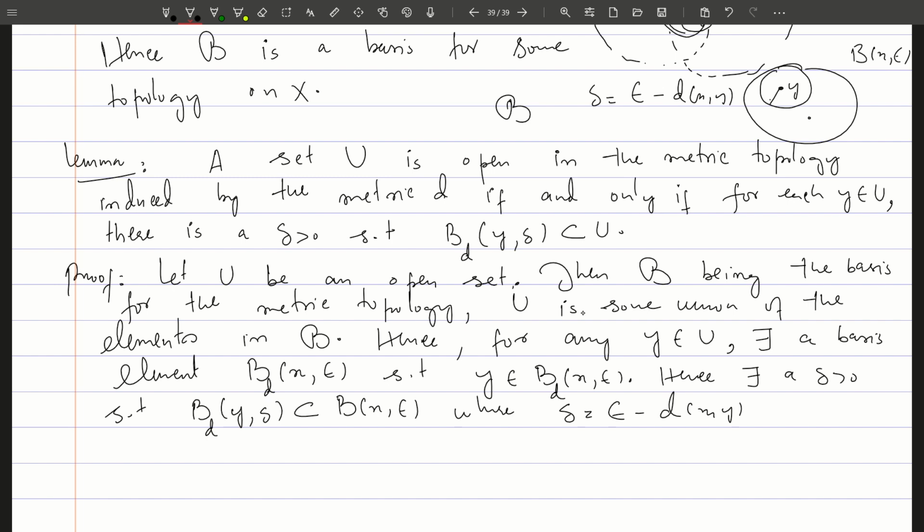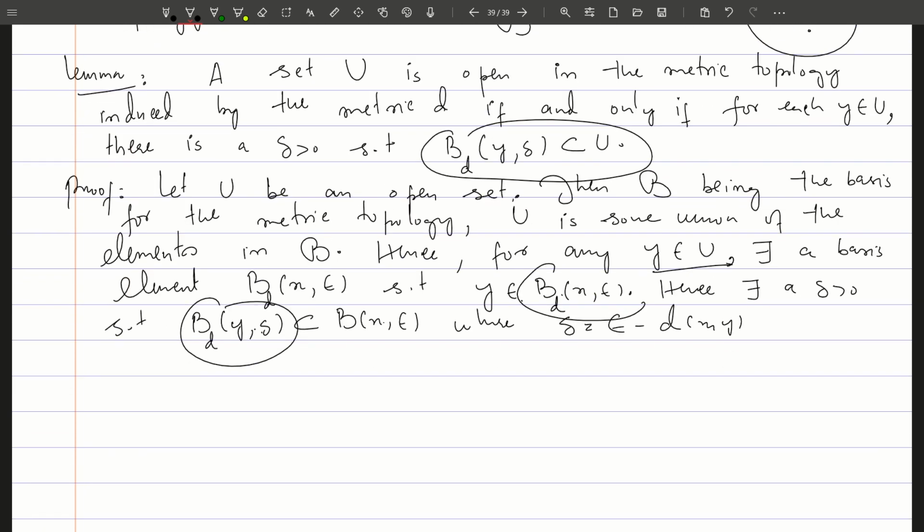So this proves this notion over here, i.e. for each y in U we have a ball B(y, delta) which contains y, and the ball is contained in this ball. So this proves one direction.